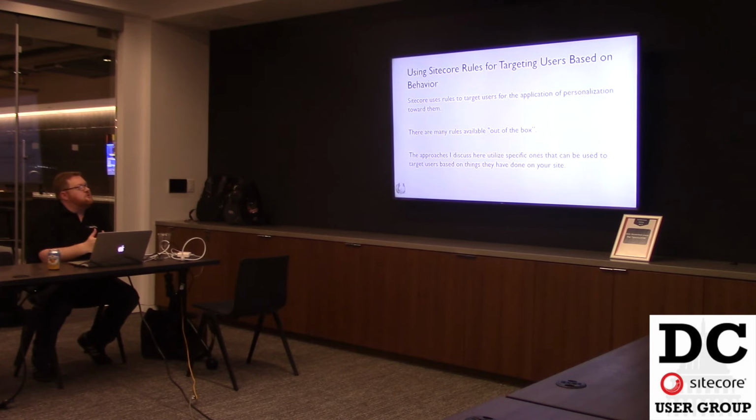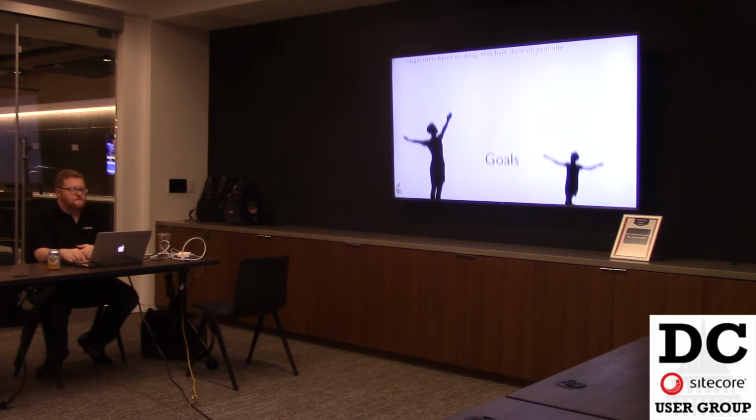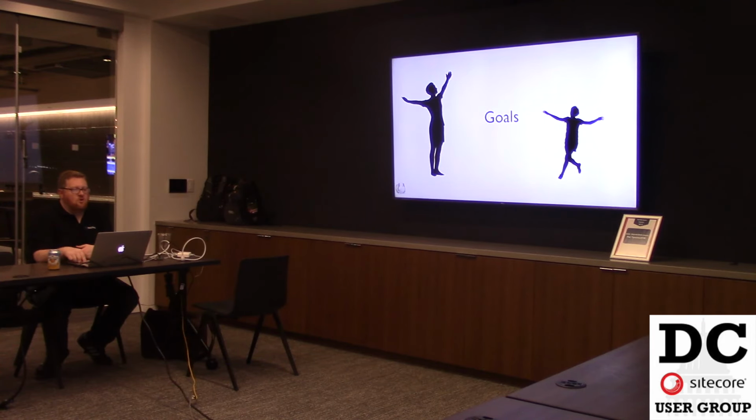As we all know, Sitecore uses rules to target users for the application of personalization. There are many of these rules that come with the platform, and the approaches that I'm talking about here are all using stuff that is out of the box and that you can use to target users based on stuff they've done on your site. So first we're going to talk about goals.